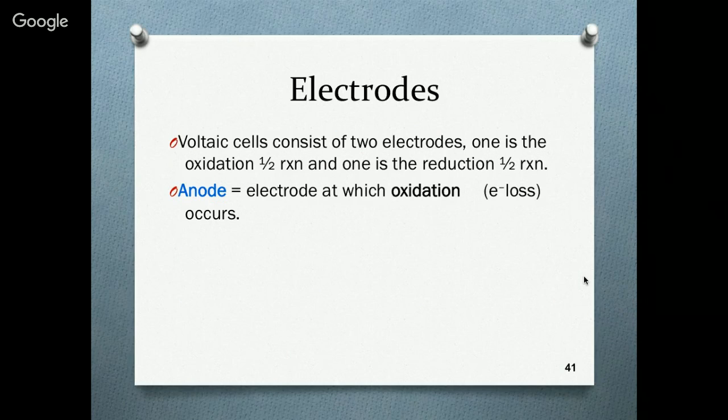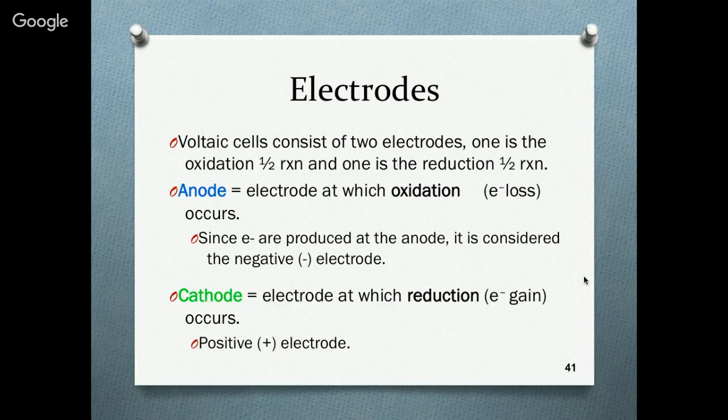Electrodes. We need to know that there are 2 electrodes in voltaic cells. We have an anode and a cathode. The anode is where oxidation is occurring. Since electrons are produced at the anode, it's considered the negative electrode. The cathode is where reduction is occurring and electrons are being gained. It's a positive electrode.